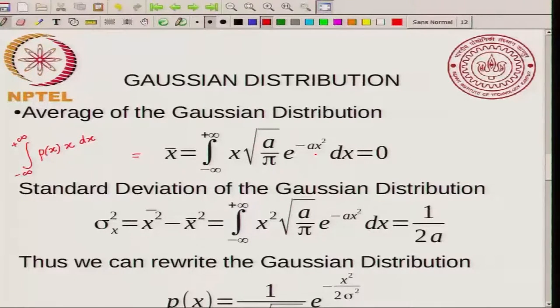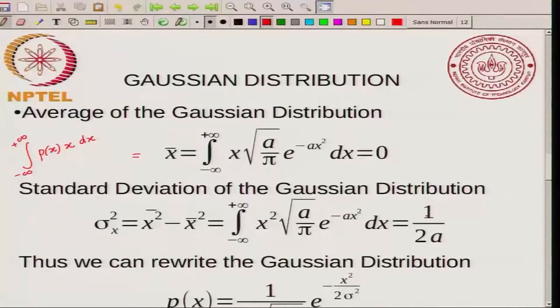You can ask, what is the standard deviation of the Gaussian distribution? So, the standard deviation squared is the average value of x squared minus the average value of x, squared. The average value of x is 0. So, the standard deviation squared is just the average of x squared. The average of x squared means you have p of x, and instead of x, you have x squared. So, x squared times p of x dx, and this you can show is equal to 1 by 2a.